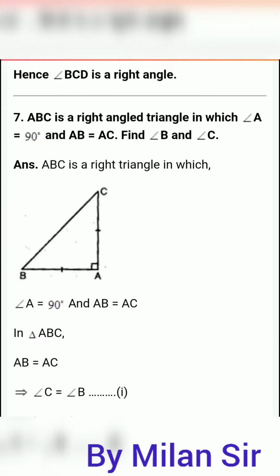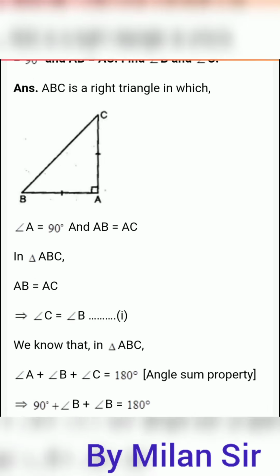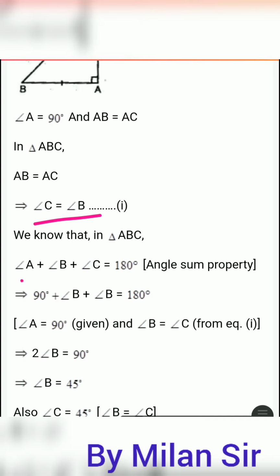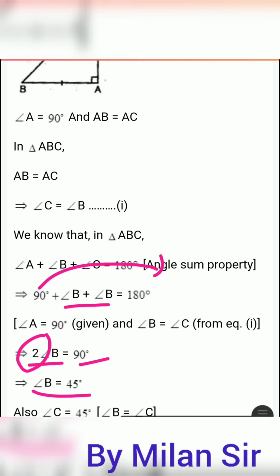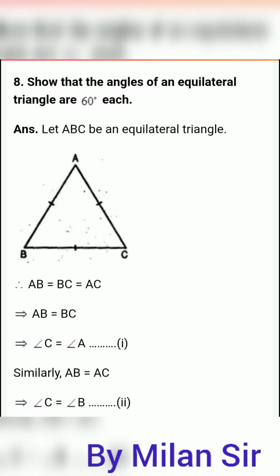Again, these two sides are the same, so opposite angles are the same. It means angle B is equal to angle C. Now in the triangle, A plus B plus C is 180, A is 90 degrees, B as it is, and in place of angle C, write angle B. So angle B plus angle B is 2 times angle B. Transfer this 90 to the right-hand side, so 180 minus 90 is 90. Then transfer this 2, so angle B is 45. So angle C is also 45. Okay.